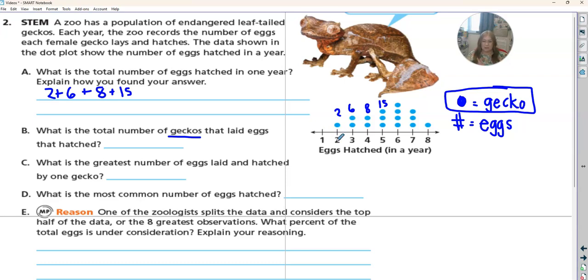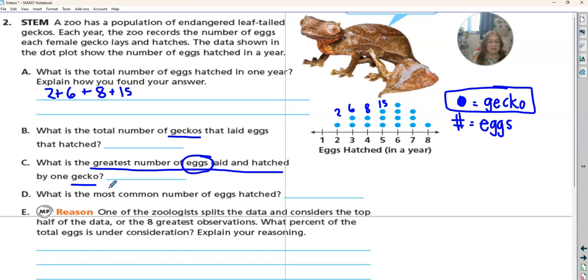So before we wanted to know the eggs, now we want to know just how many geckos there were. So a gecko is a dot, count up the dots. What is the greatest number of eggs laid and hatched by one gecko? So we're looking at the number of eggs, the biggest number of eggs. So not the most common, the greatest number.